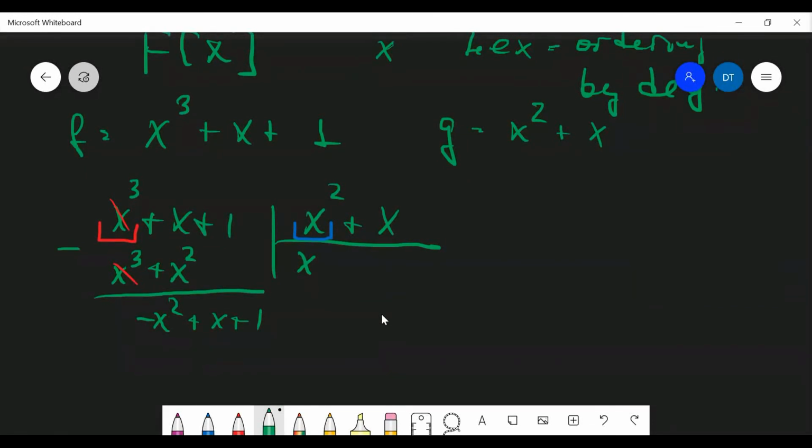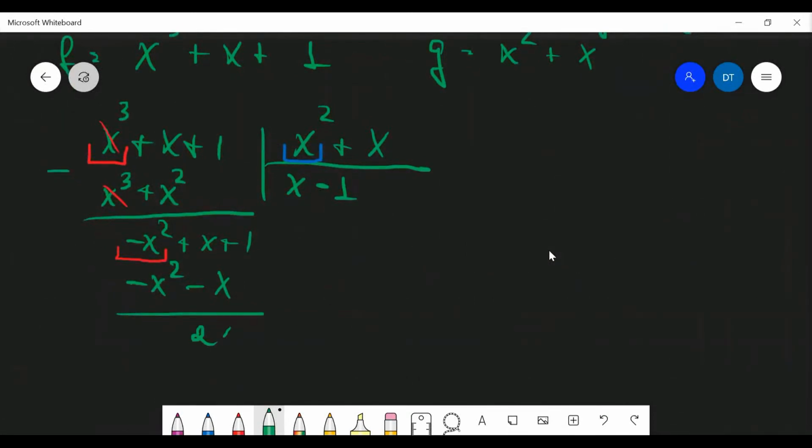Now you want to divide again. You want to cancel again the leading term. Here it's minus x squared. In order to cancel it, you multiply by minus 1 and subtract. Multiplying by minus 1, you will get minus x squared minus x. After subtraction, you will get 2x plus 1. And this is not reducible by x squared plus x. As you can see, the procedure is exactly the same. One step here is just an elementary reduction.